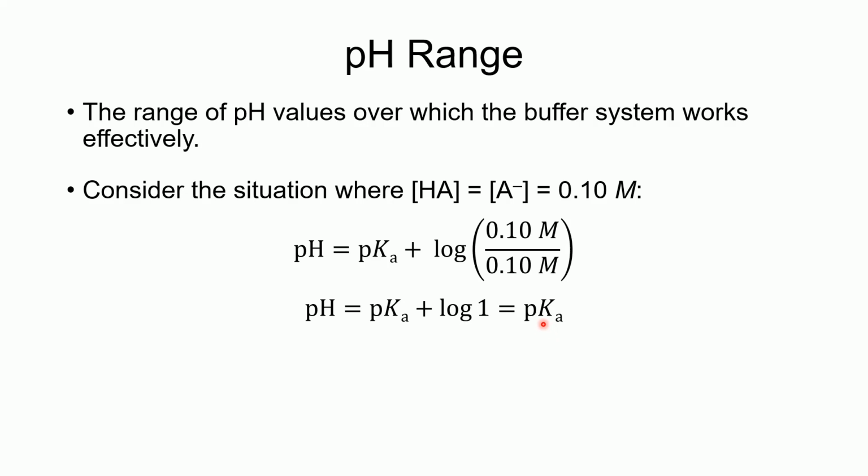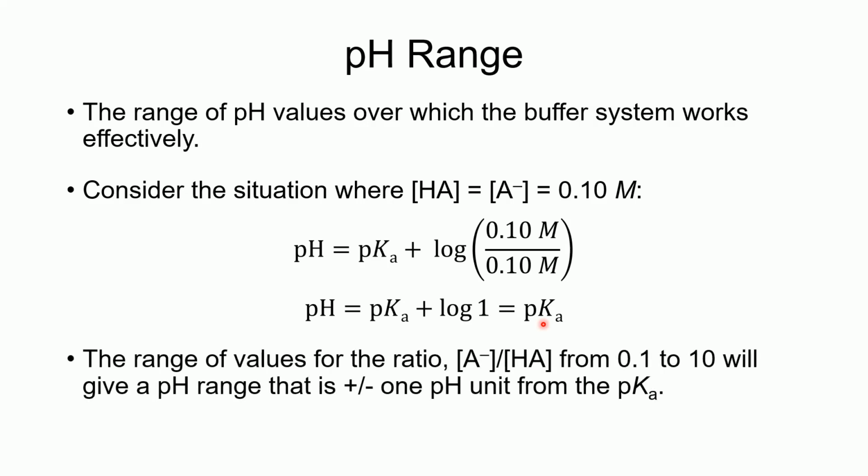We'll find that the effective range for most buffer solutions is about plus or minus 1 pH unit from the pKa. If, as I mentioned, the ratio of your base to acid is 0.1, then your pH will be 1 pH unit less than the pKa. If your ratio is 10-to-1, then your pH will be 1 pH unit greater.